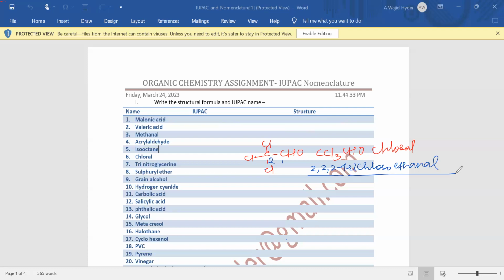So that order you should know. Otherwise, we'll start counting carbon from here and will not get the marks. So it won't be 1 and 2. CHO is. So that order of preference of various functional groups we should know.